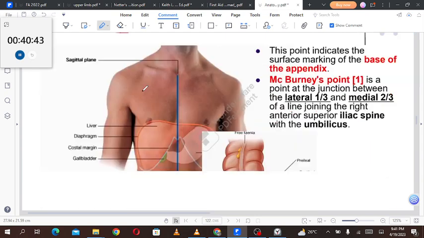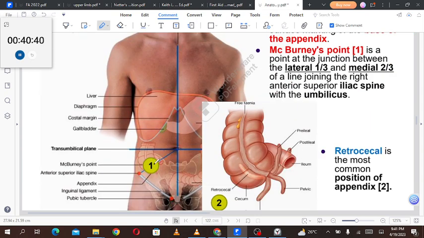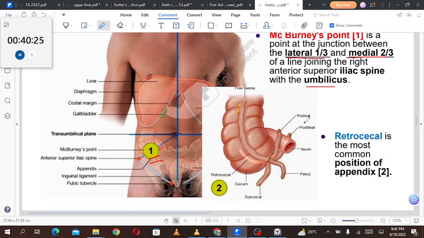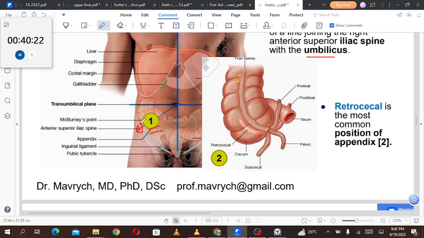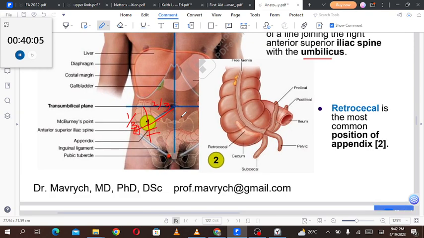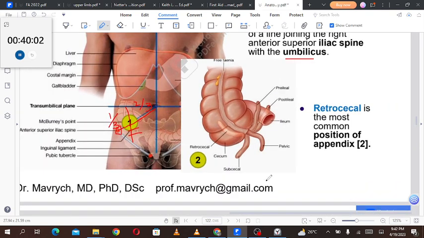Then we have the McBurney point over here. So you can see the McBurney point is right where they have written 1. The point indicates the surface marking of the base of the appendix. McBurney point is at the junction between the lateral 1/3 and the medial 2/3 of the line joining the right anterior superior iliac spine with the umbilicus. So suppose here we have the right anterior superior iliac spine, ASIS. If we connect that with the umbilicus, the point joining the medial 2/3 and the lateral 1/3 is called the McBurney point, and this refers to the base of the appendix.